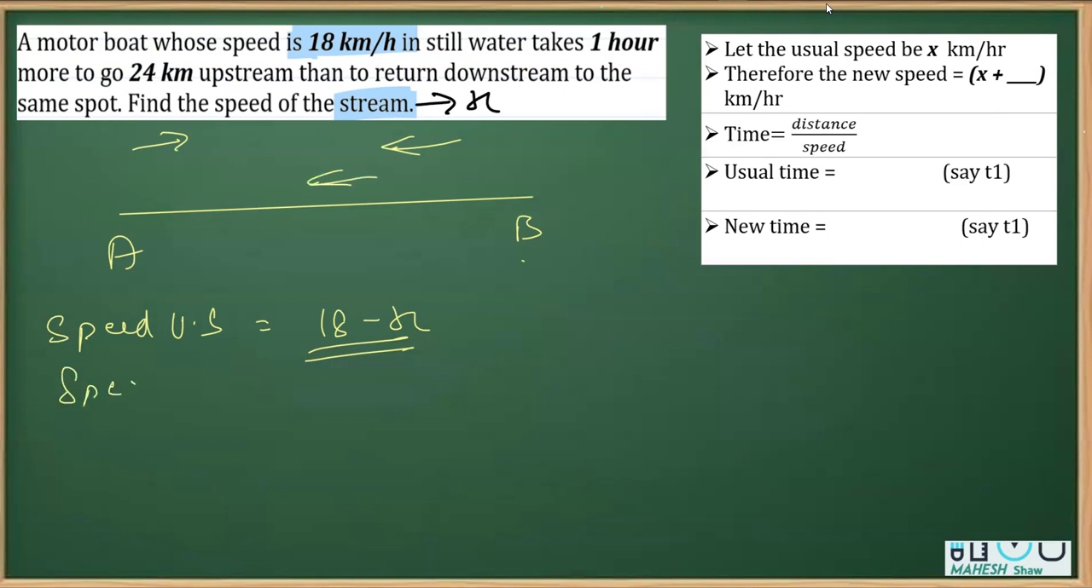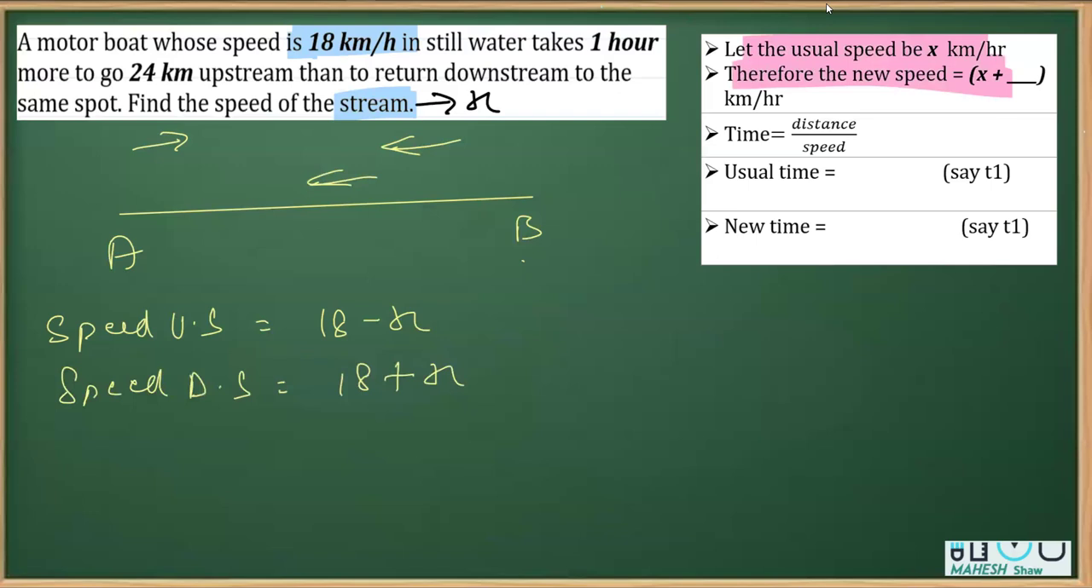And similarly, if you get the speed downstream, that is towards the stream, the resultant speed is equal to the speed of the boat plus the speed of the water. So we got these two speeds here. We'll be discarding this as of now. This is not needed. Now we'll be finding the time.